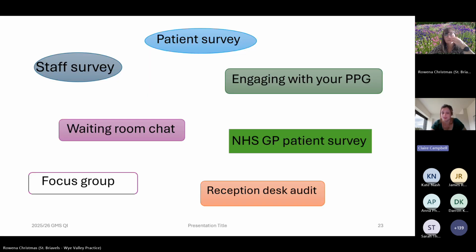So there's lots of different ways to canvass opinion, and Rowena's already touched on some of them there, but I'll go into them in a little bit more detail here. We really want to try and make sure this is a whole practice and whole community project. So getting opinions from staff and patients is really important. There's some fantastic resources on the Continuity of Care Toolkit to support you to do that.